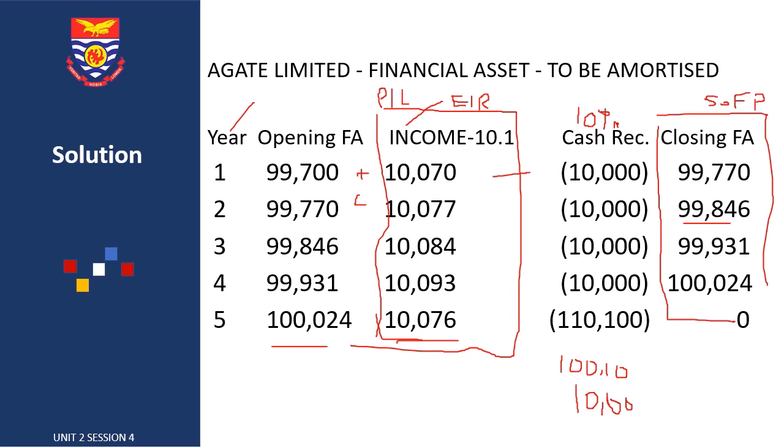So basically, this is how we go about amortized cost. And this is how we prepare the schedule. Year, opening balance, effective interest, which we apply the rate on the opening balance, add it to it, we take out the cash received or the coupon amount, then you get the closing balance. Closing balance becomes opening balance for the next period in that manner. Okay, so read the manual. Other examples are solved there. The more you solve, the more you get the understanding.